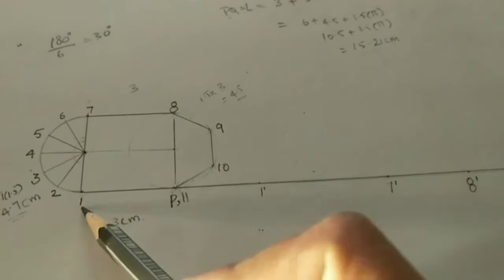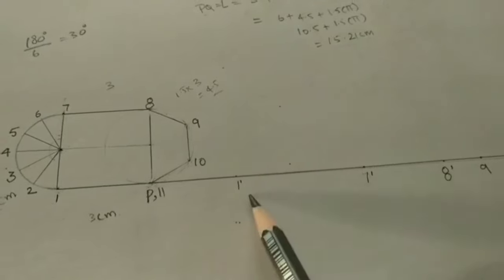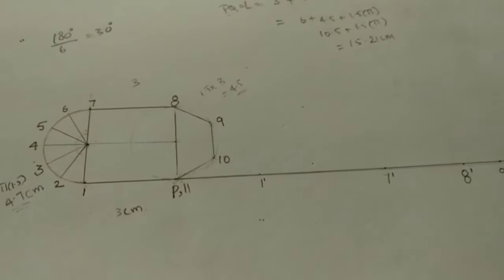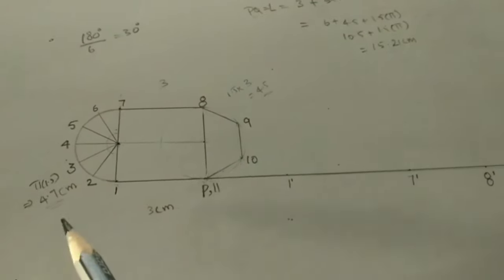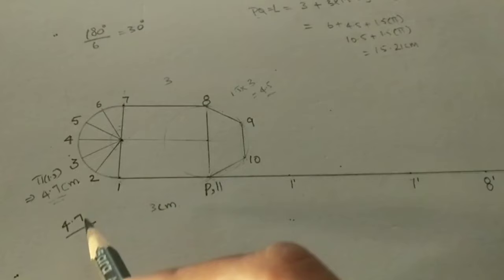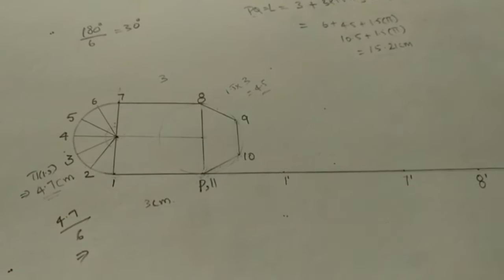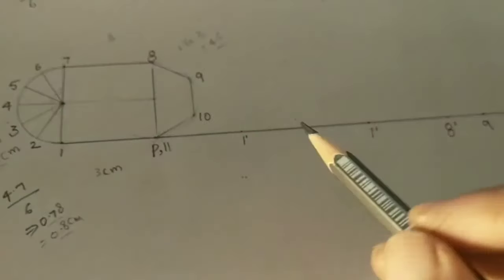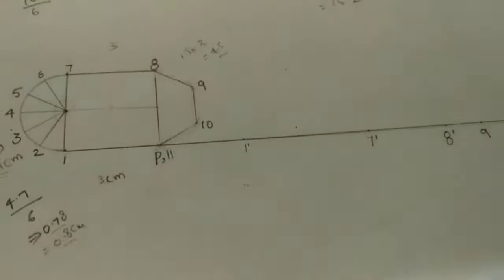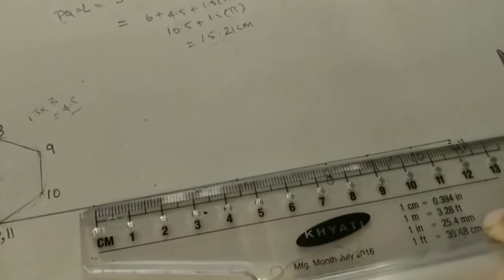Now let us divide this 1, 7 length into 6 equal divisions. How to divide this length into 6 equal divisions? 4.7 divided by 6 parts, let us check by using the calculator. It is 0.8 centimeter. So let us start here, take 0.8, again 0.8 like that. Mark all these points by using the scale.